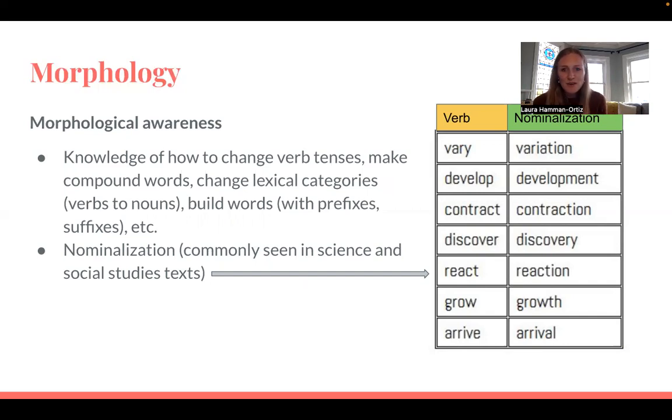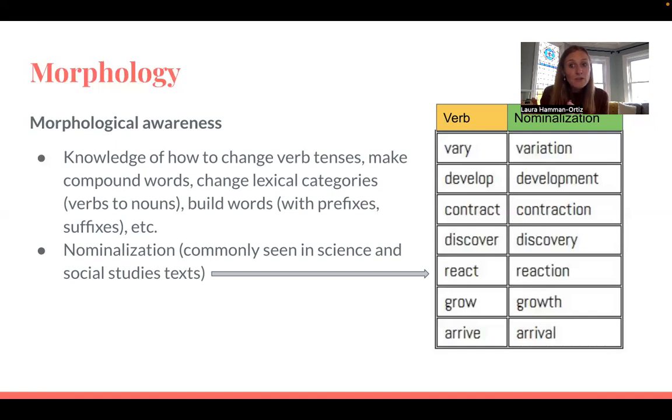I love this example. So nominalization is the process of turning a verb into a noun. And it's something that we see a lot in school-based texts, especially in science and social studies. Nominalization often makes words much more complex than they were when we started. So the verb vary, when we turn it into a noun, or when we nominalize it, becomes variation. Develop becomes development. Contract becomes contraction. Discover, discovery, and you can see the rest of the list.